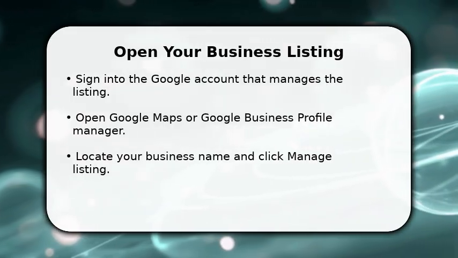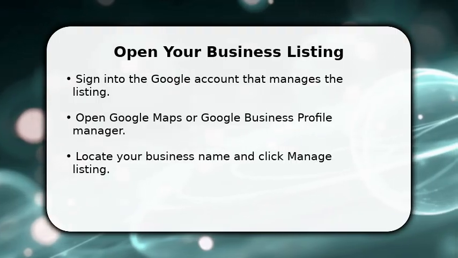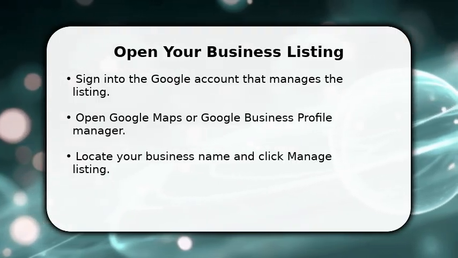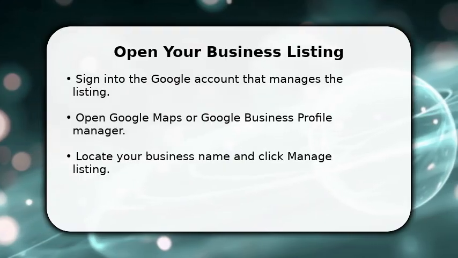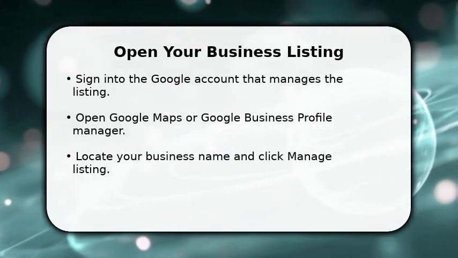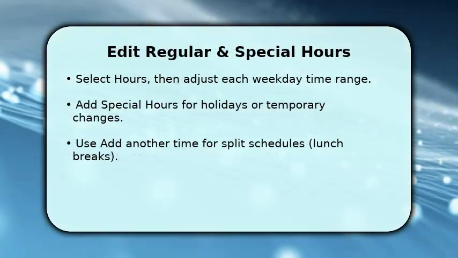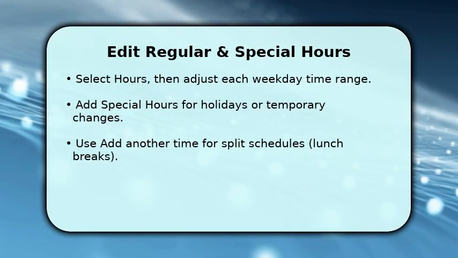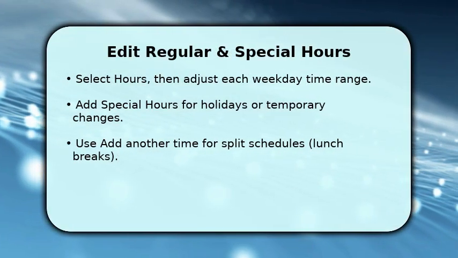Make sure you see the blue verification badge or owner label. If you don't, stop and request access because changing hours requires owner or manager rights. Now edit the hours section by clicking the pencil or Edit Hours button. This is where you change regular open and close times.